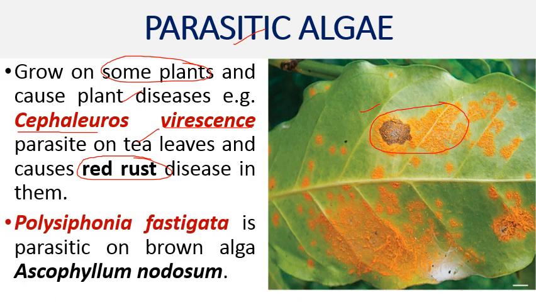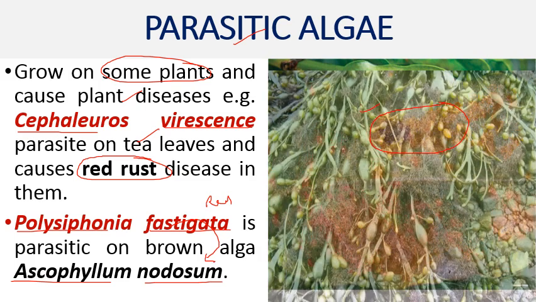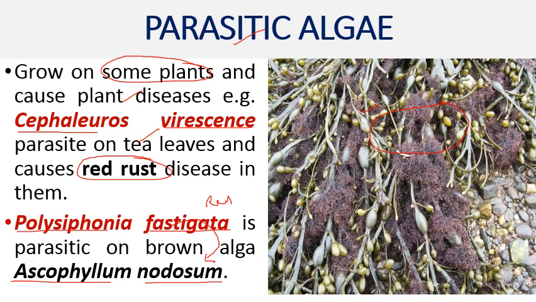Then we have another example of red algae, that is Polysiphonia fastigiata. It is again a red algae which grows on the brown alga that is named Ascophyllum nodosum. So it's parasitic on this brown alga, Ascophyllum nodosum. This is the brown algae, Ascophyllum nodosum. So ये जो Polysiphonia fastigiata ये इसके ऊपर grow करता है.